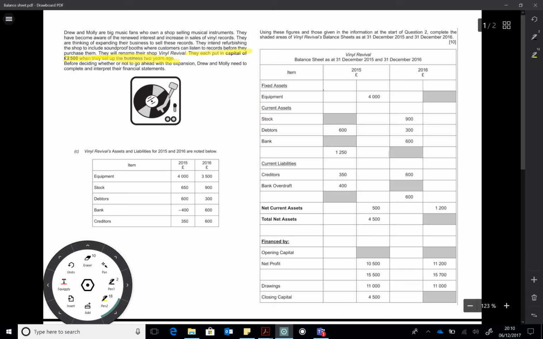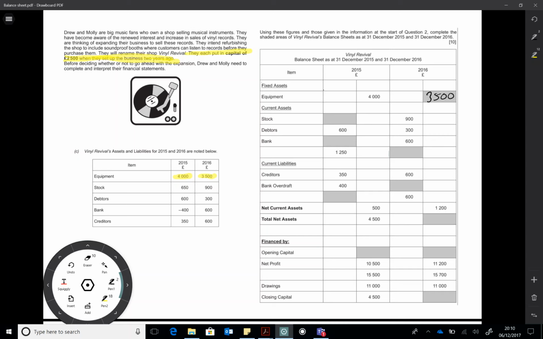If we look at our equipment, which is a part of our fixed assets, remember a fixed asset is something that we own for 12 months or more. We can see in 2015 we have £4,000 worth, and in 2016 we have £3,500. So we just bring that information across into our table to get our first mark.